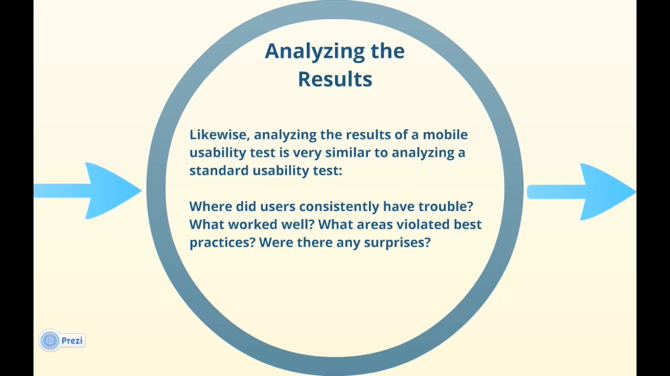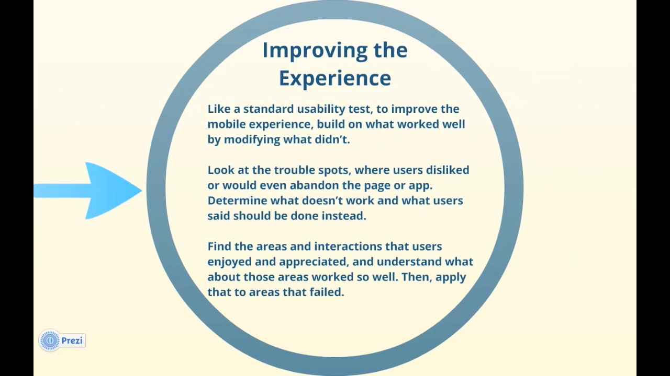Where did users consistently have trouble? What worked well? What areas violated best practices? Were there any surprises? And, like a standard usability test, to improve the mobile experience, build on what worked well by modifying what didn't. Look at the trouble spots where users disliked or would even abandon the page or app. Determine what doesn't work and what users said should be done instead. Find the areas and interactions that users enjoyed and appreciated, and understand what about those areas worked so well. Then apply that to areas that failed.